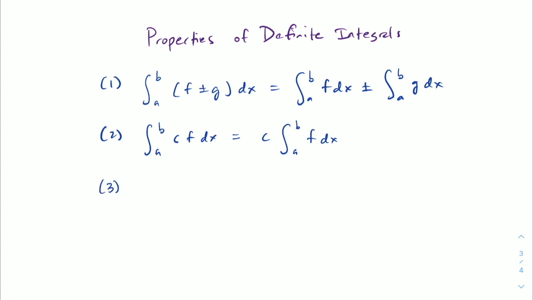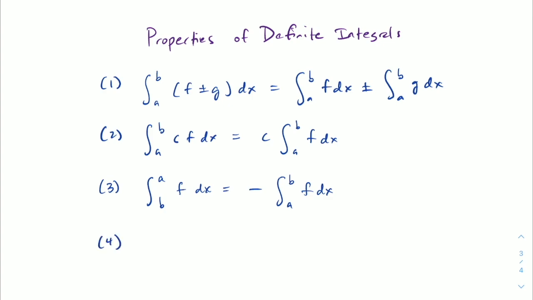Third property, now this is one that's unique to definite integrals. If you take the limits of an integral and you swap them, so instead of going from a to b, you go from b to a, that's going to be negative the integral in the normal direction from a to b. So swapping the limits introduces a negative sign.